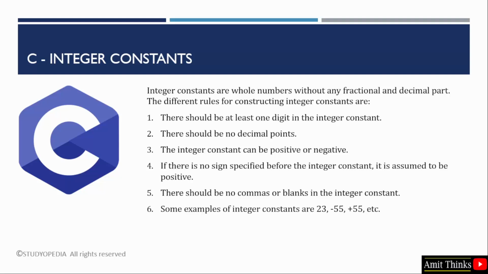It should have at least one digit in the integer constant, like digit 7, digit 20. It can be positive or negative. That means 20 or minus 20, 10, 23, minus 30. If there is no sign specified, then the default is positive. Just like I have mentioned below, 23, that means positive 23 and no sign is visible. Also in integer constant, you cannot have commas or blanks.